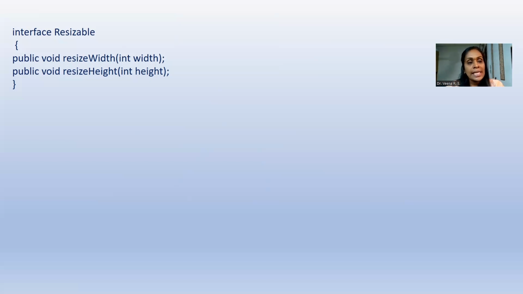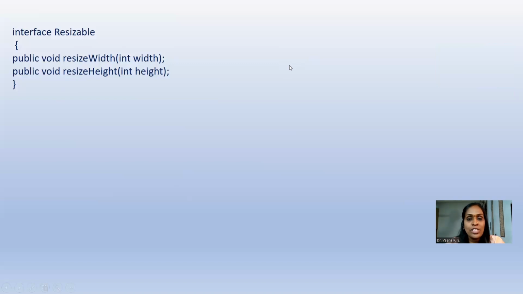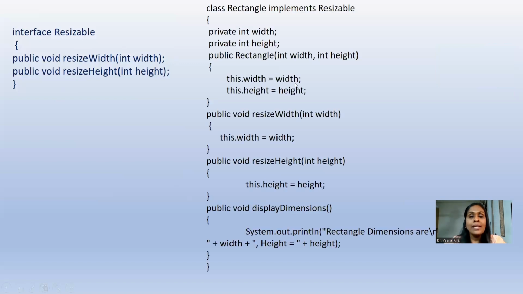As resizable is an interface, you can have only the declaration of these two methods. You cannot have the internal implementation or the definition of the given method. So you have created the resizable interface. The next step is to create a class which should be inherited, that means there should be an inheritance from this interface to the class. How do you do that? You create a class called rectangle, which implements resizable.